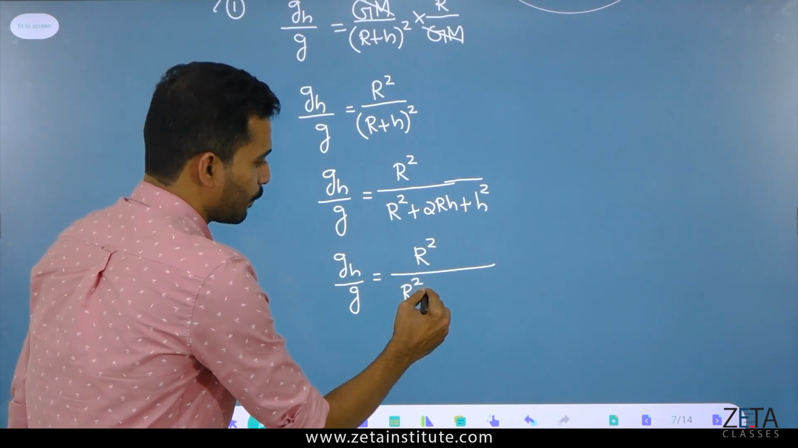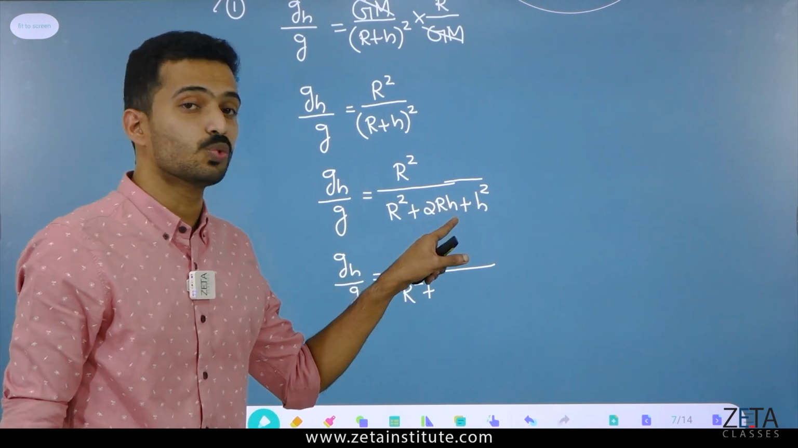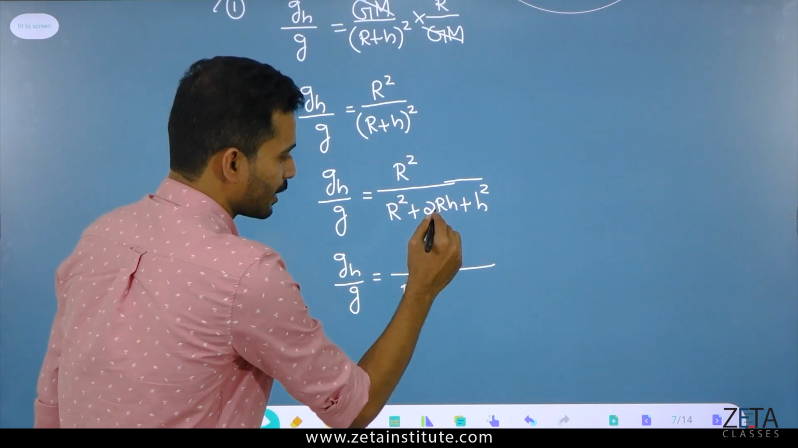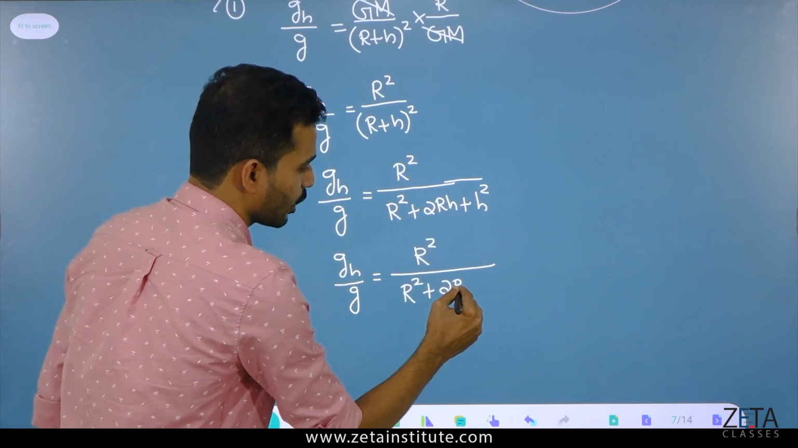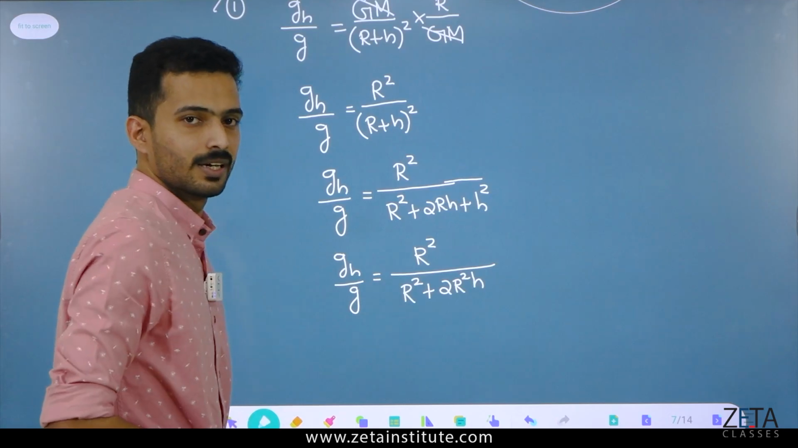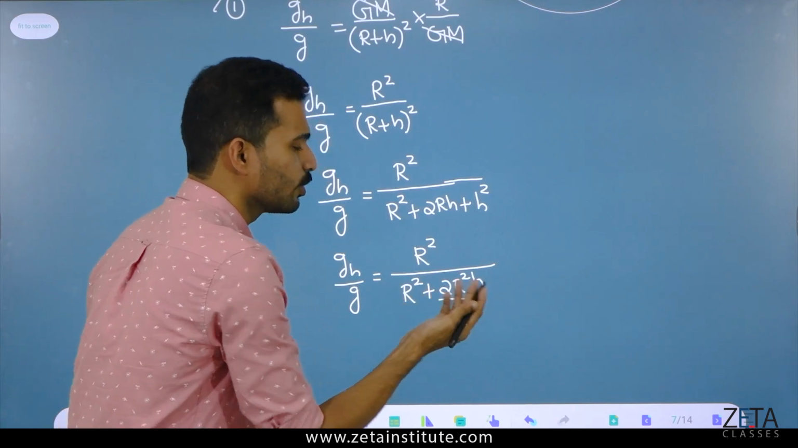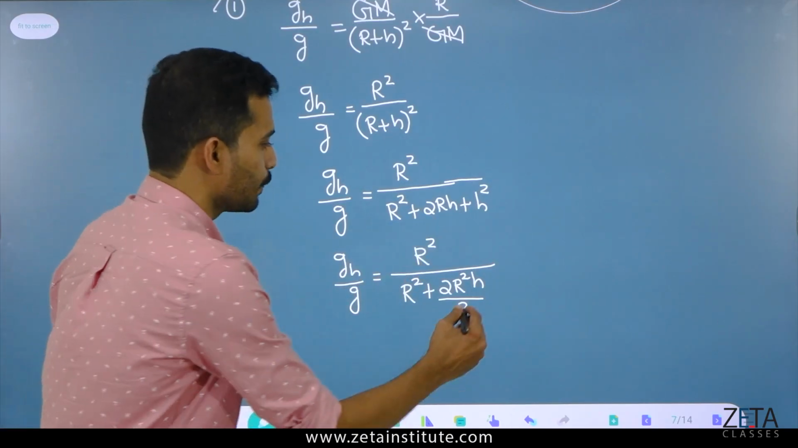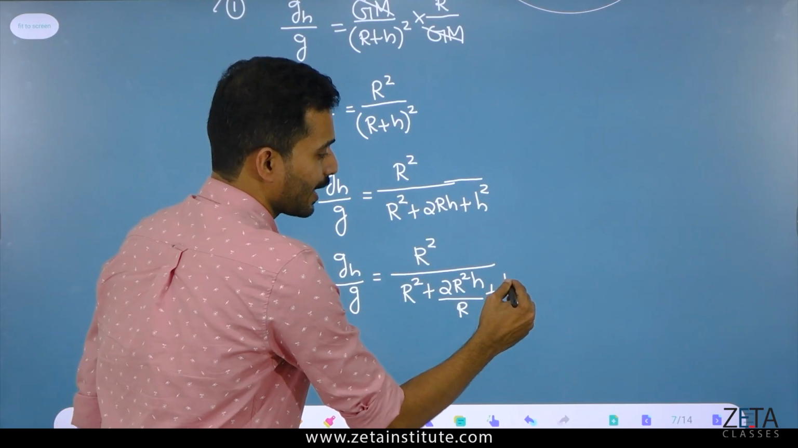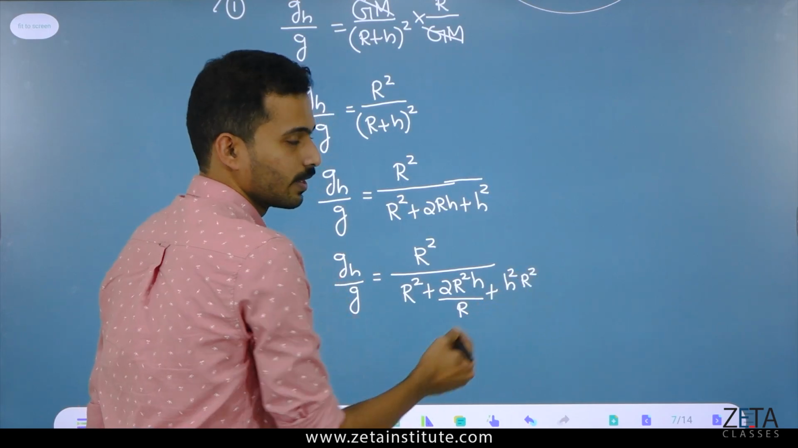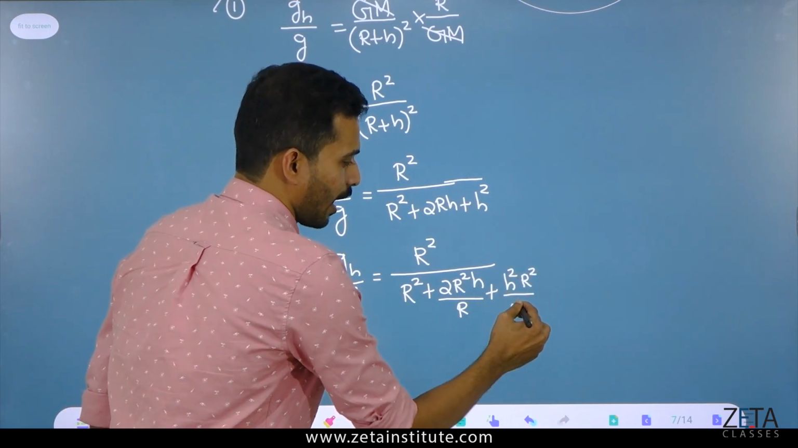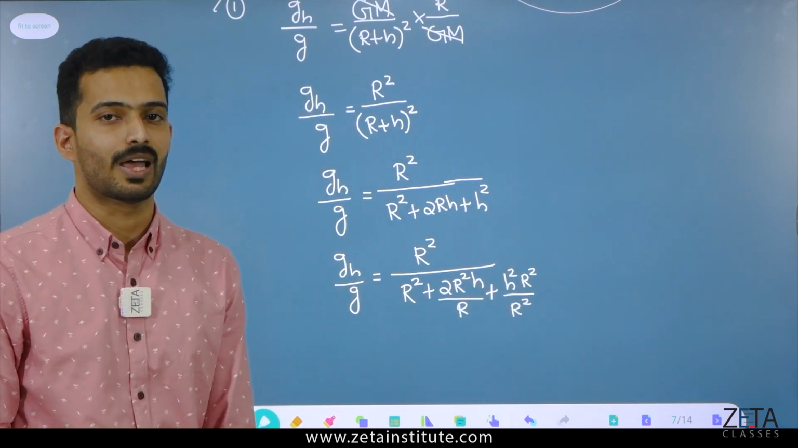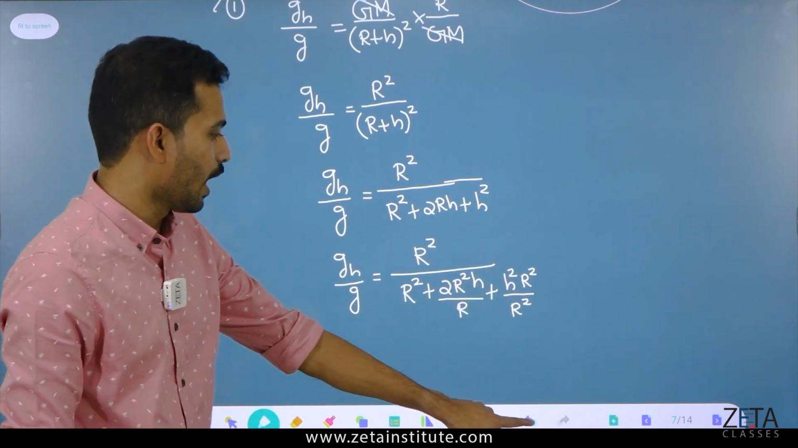gh by g is equal to, we can write like this, r square divided by r square plus, multiply this 2rh with r and divide it by r. So how will the equation be? Multiply this 2rh with r, it will become 2r square h divided by r. There will not be any change in the value because r can be cancelled, then it will become 2rh. Then plus, what is h square? Multiply h square with r square divided by r square. There will not be any change in the value because the denominator and numerator are multiplied with the same value. So h square r square divided by r square.